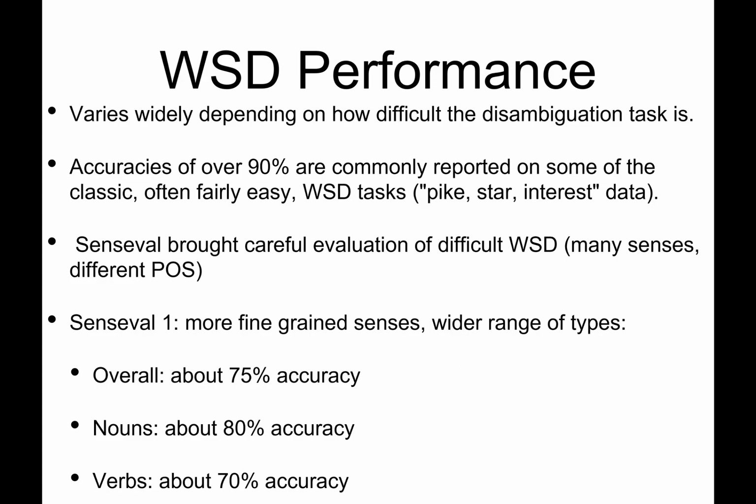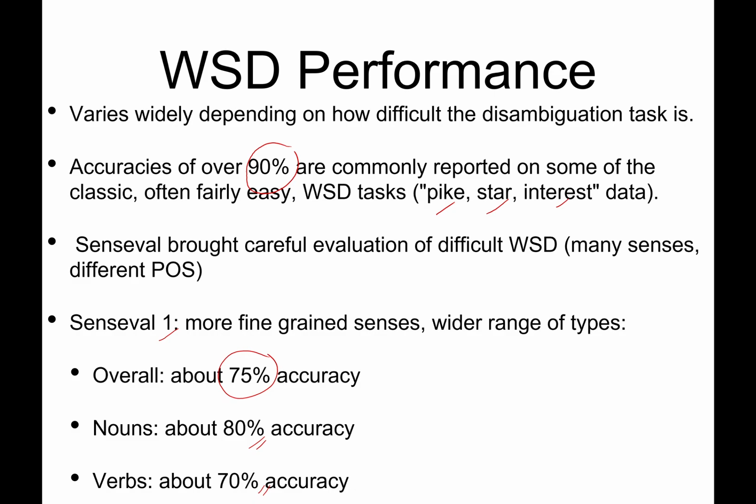So if you want to talk a little bit about the performance of this, what accuracies do we get? It has been reported that we usually get accuracies of over 90% for the very, very famous or popular examples. But then in Senseval 1, they made more fine-grained senses and a wider range of types. The accuracy overall was around 75%, where people could disambiguate nouns 10% better than they could verbs. So this gives you a little bit of an idea about where you should be.